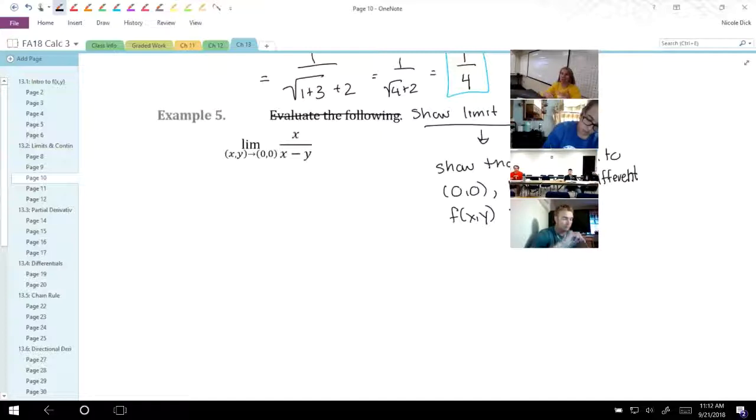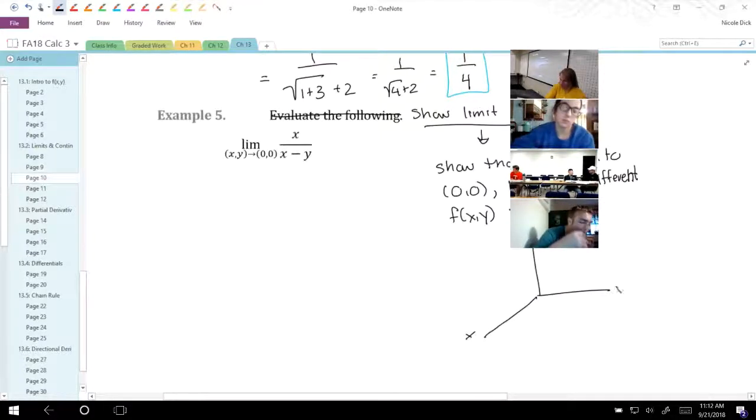And then another easy one is to do the same thing along the y-axis. So in the case of working with three dimensions like this, the point we're trying to get to is here at the origin, x0, y0, and we don't know what the height is right now, but that's the kind of delta neighborhood we're looking at, going around this point here.